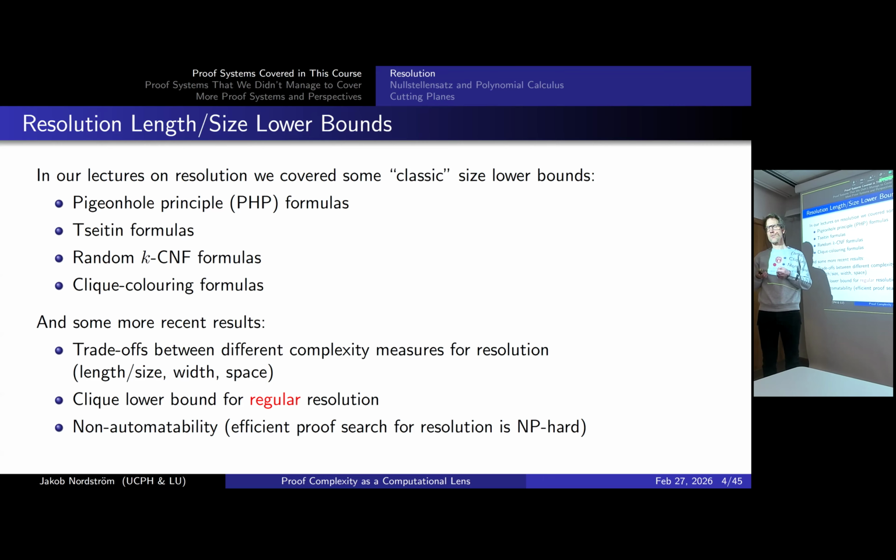We talked about one of my favorite problems, which is proving a resolution n^k lower bound for k-clique. This is still open. We went over the proof in some detail for regular resolution. And one other result, arguably one of the most exciting in proof complexity in the last decade or so, is non-automatability. We covered in some detail that resolution is non-automatable, meaning you cannot search efficiently for resolution proofs. This is as hard as solving NP.